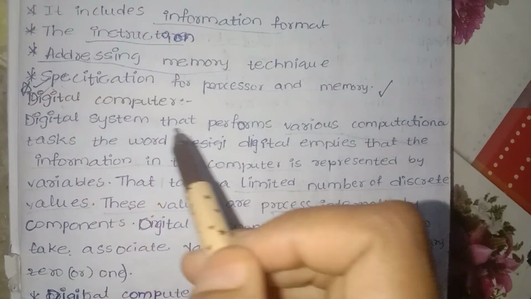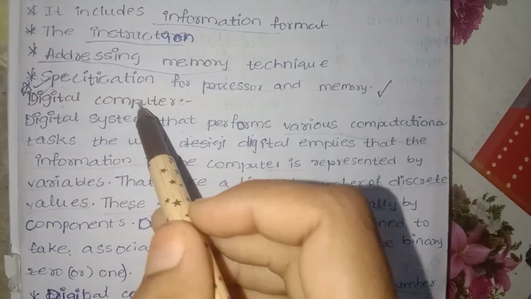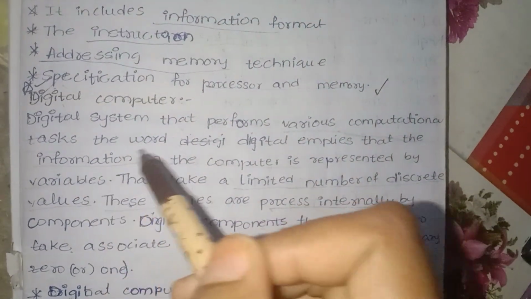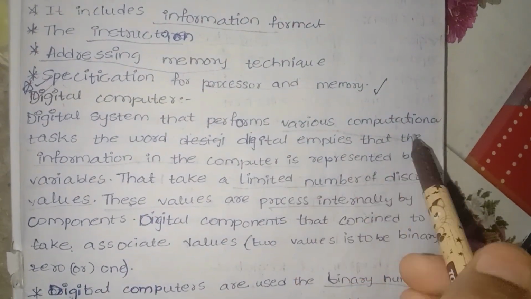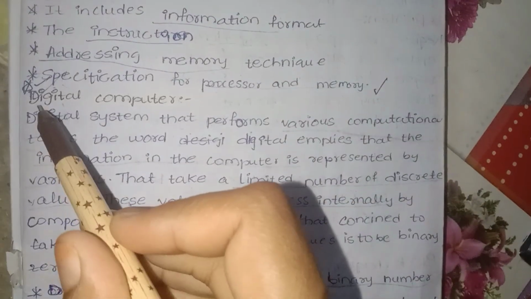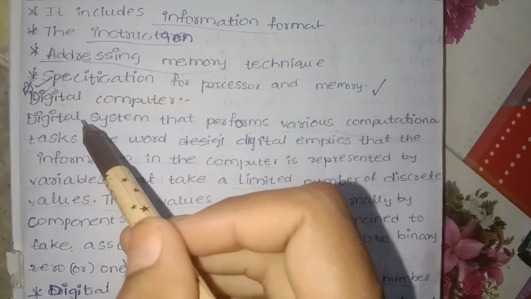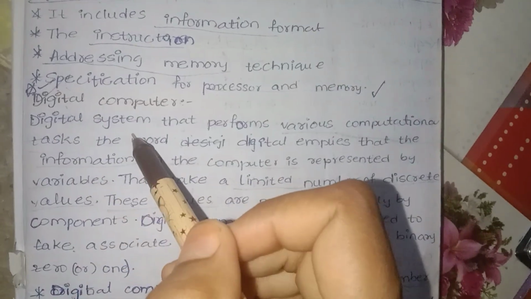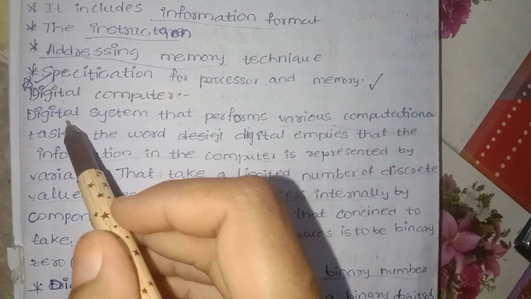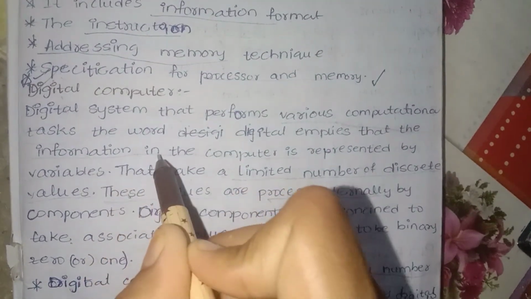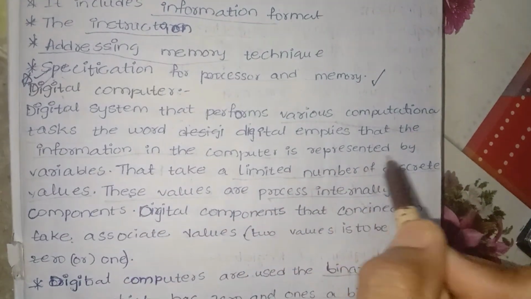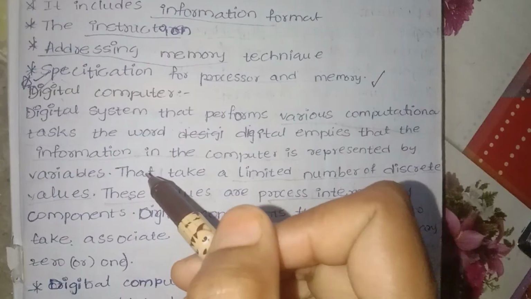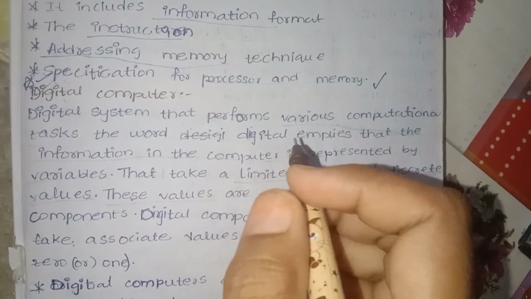Digital system or digital computer, both are the same, and perform various computational tasks. The word digital itself explains the information of the computer or system. It is the definition of a digital computer, and the information in the computer is represented by variables. Data stored is known as variables.